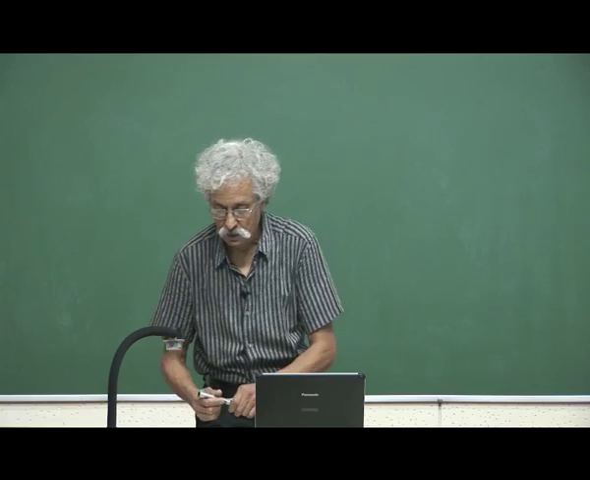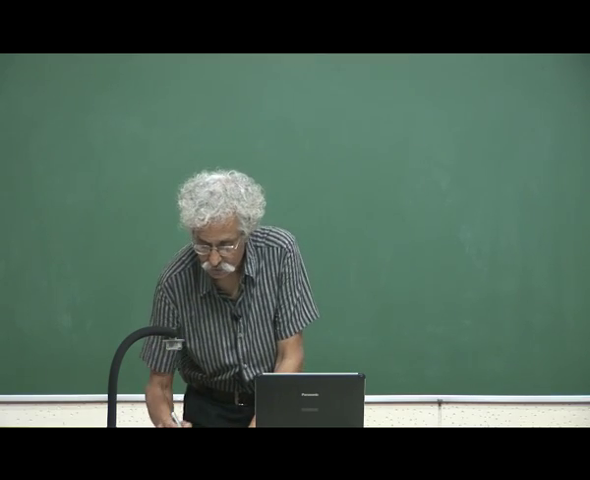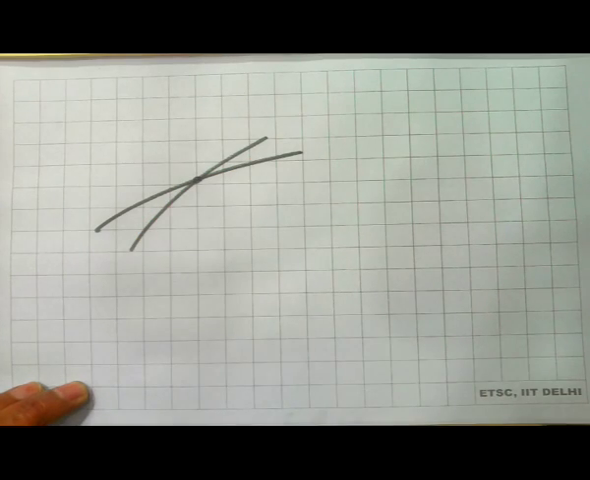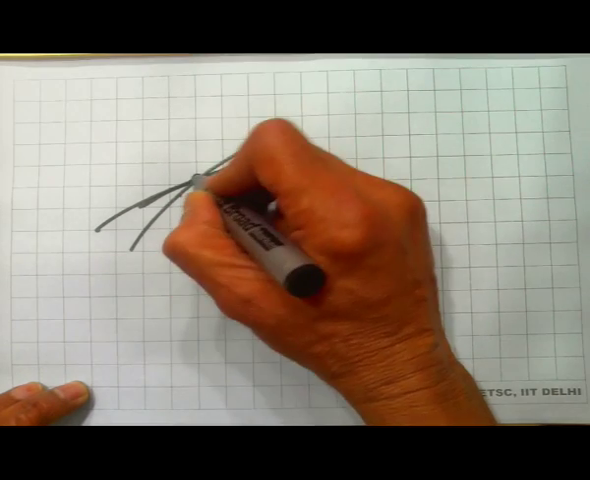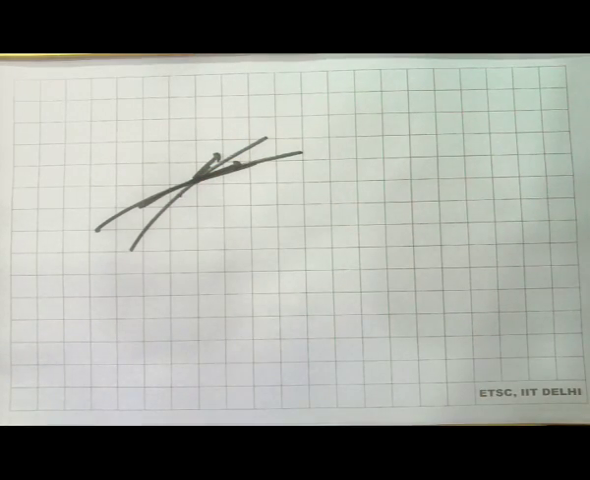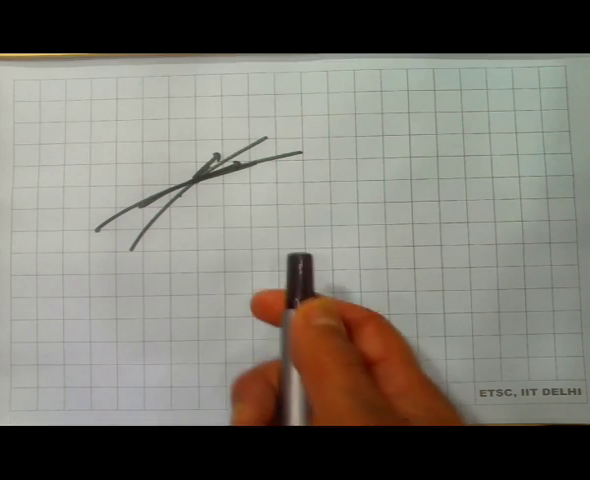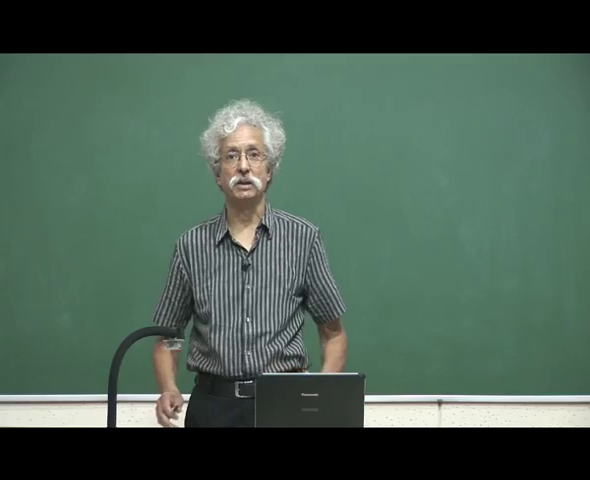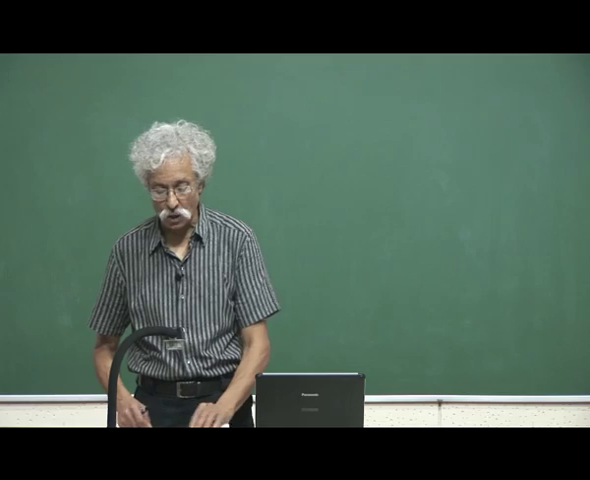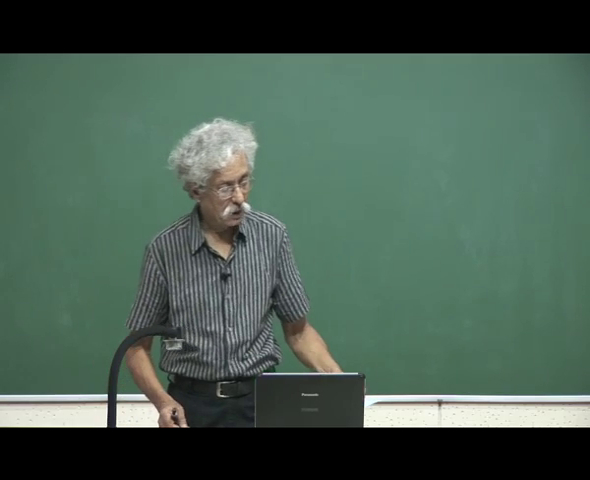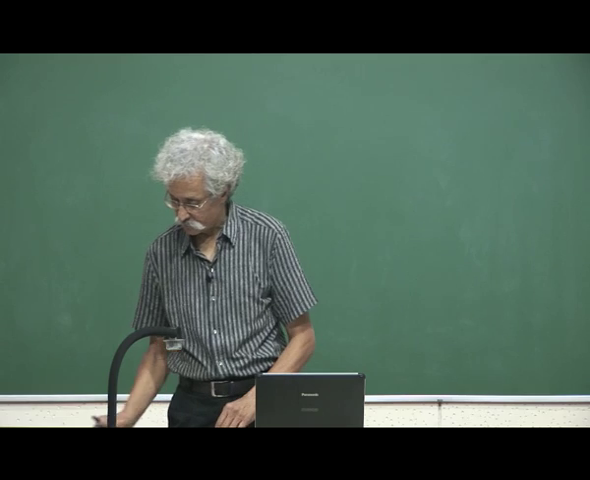suppose I have one electric field line like this, another one like this, what is the direction of electric field here? Is it tangent to this curve or is it tangent to this curve? Obviously, electric field cannot have two different orientations at one point, so electric field lines never cross each other. As you have seen in the figures, the electric field lines do not cross, because electric field at any point has a unique direction.